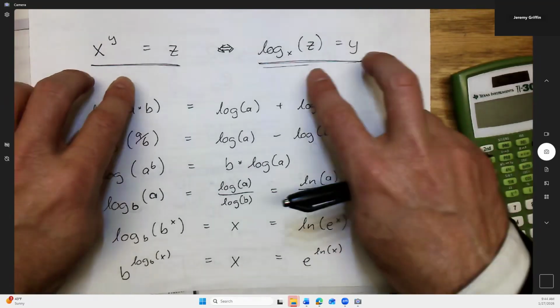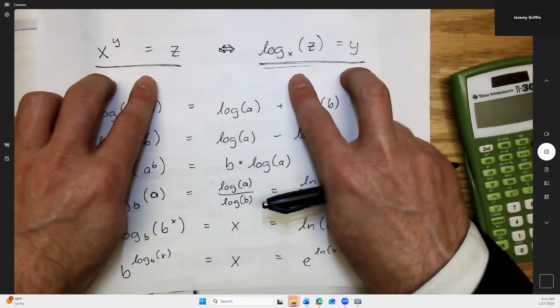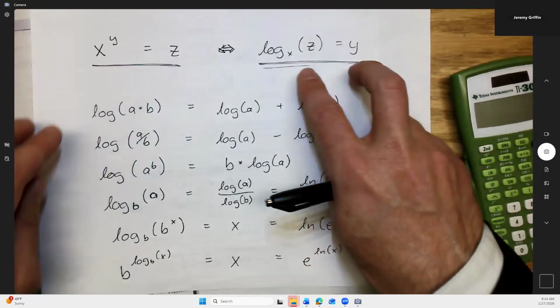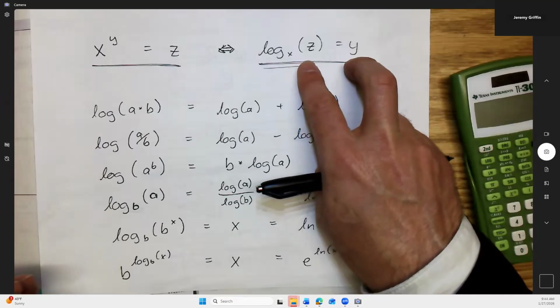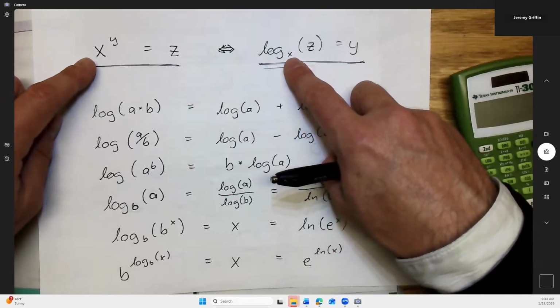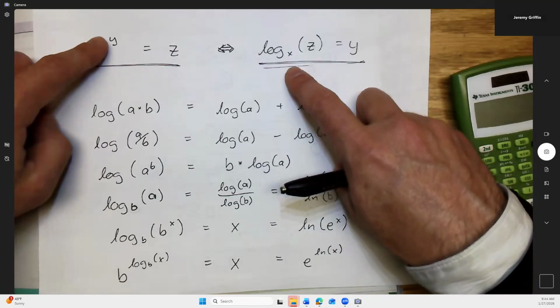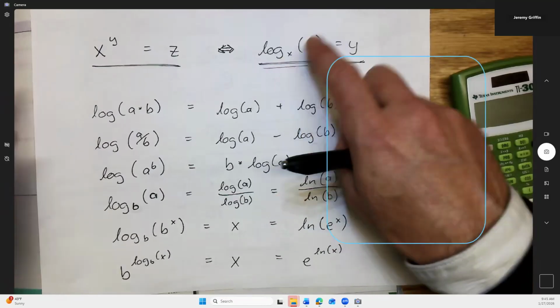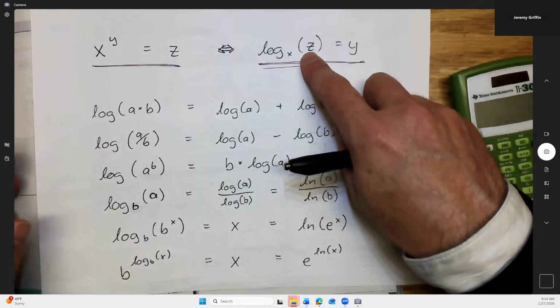So remember, logs and exponents, you can think of as inverses of each other. X to the y equals z, you can alternately write that as log base x of z is equal to y. Today, we're just going to focus on where that x is 10. So we're doing base 10, like 10 squared, 10 cubed, or log of 100, log of 1,000.